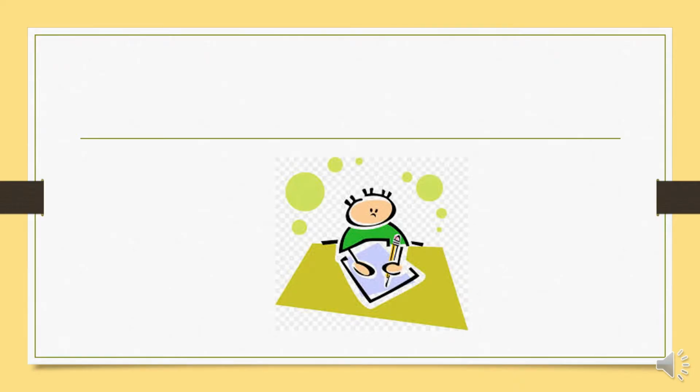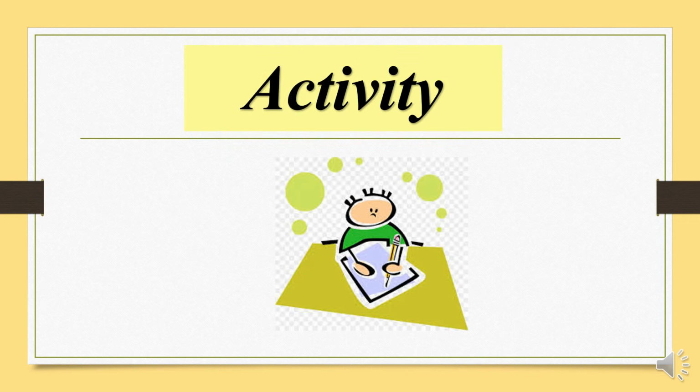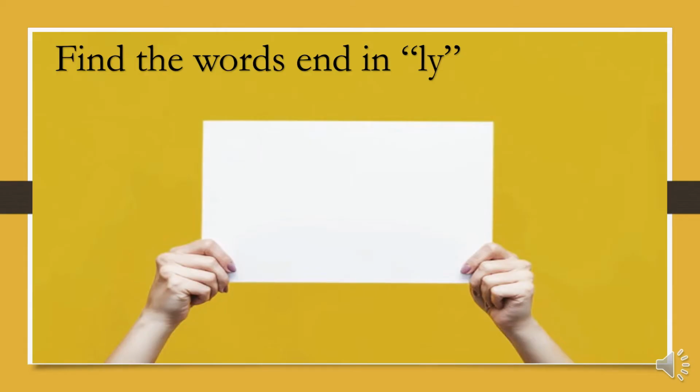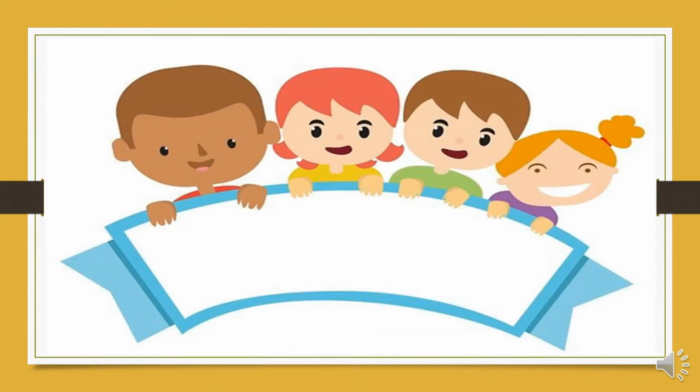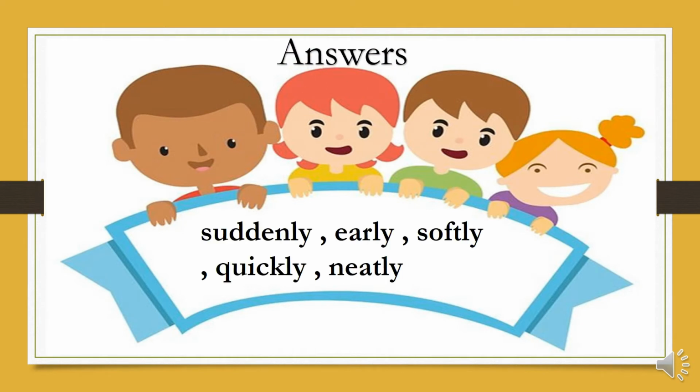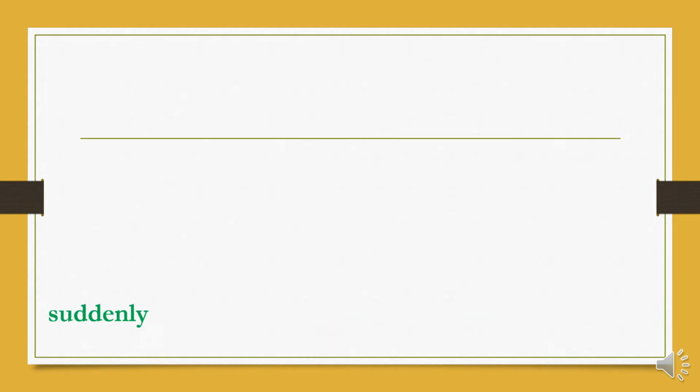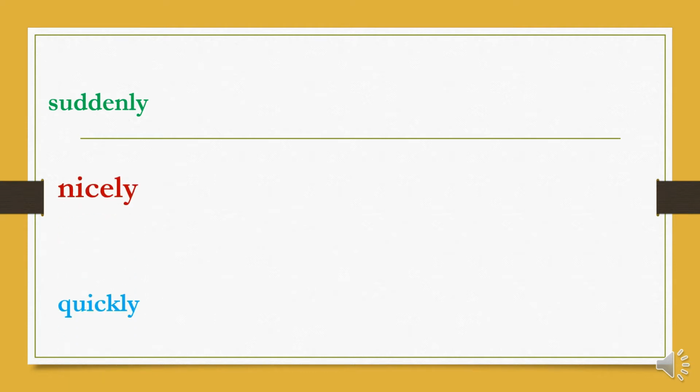This is time for activity. Find the words that end in ly. Answers: suddenly, early, softly, quickly, neatly. Good. Suddenly, nicely, quickly. What are they, children?